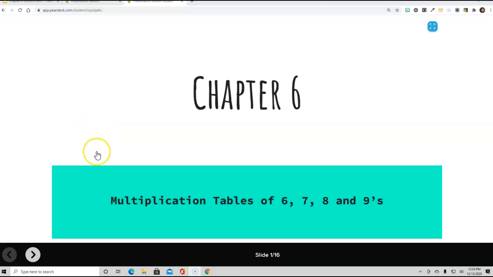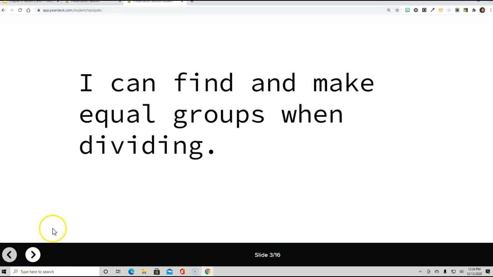Okay, we are in Chapter 6. We are doing multiplication tables of 6s, 7s, 8s, and 9s. Our I can statement is I can find and make equal groups when dividing.